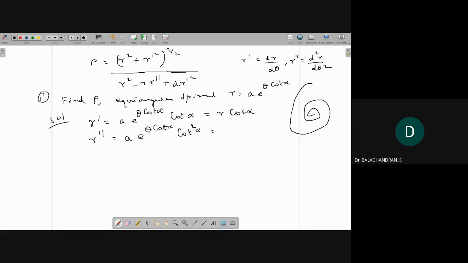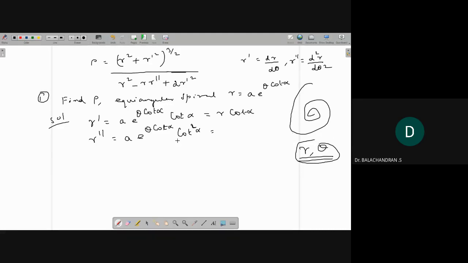No. Actually, here cot alpha is a constant. Alpha is a constant here. This is r comma theta, okay. It is cot theta, then UV. This is just cot alpha. Okay, thank you.